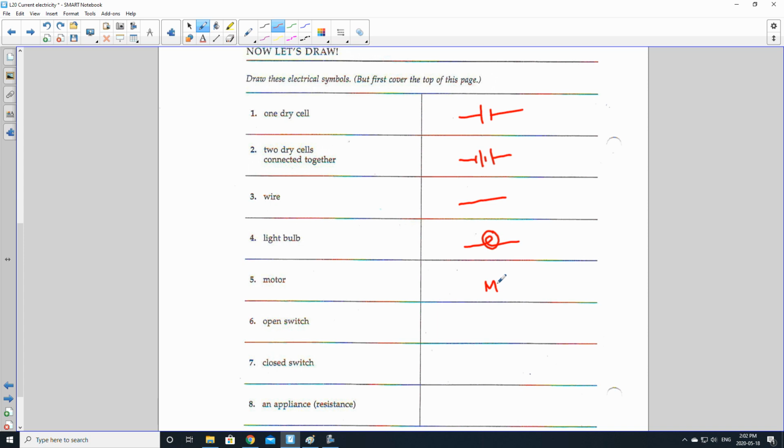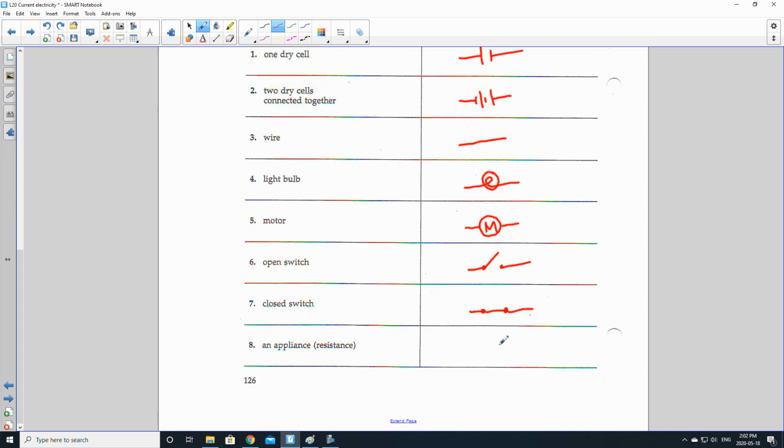A motor is M with a circle around it, and then you just want to show that the wires are connecting to it. Open switch, so think about an open gate. Okay, I just need to go like this. Closed switch. Okay, pause the video if I'm going too quickly. And then lastly, an appliance or resistance looks like this. Okay, just some squiggles connected to the wire.